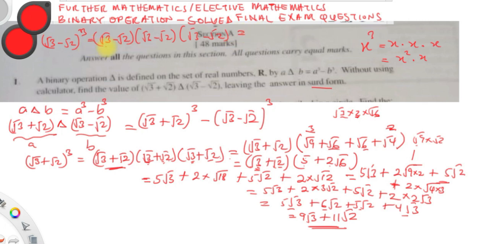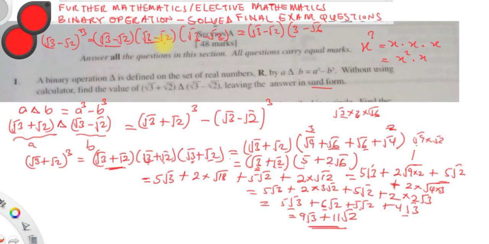So you maintain the first one, which is square root of 3 minus square root of 2, then into bracket. So this one we multiply the square root of 3 times square root of 3 to get square root of 9. So square root of 9, you get 3. Put the answer down. Square root of 3 times negative square root of 2, you get negative square root of 6. Put the answer down.